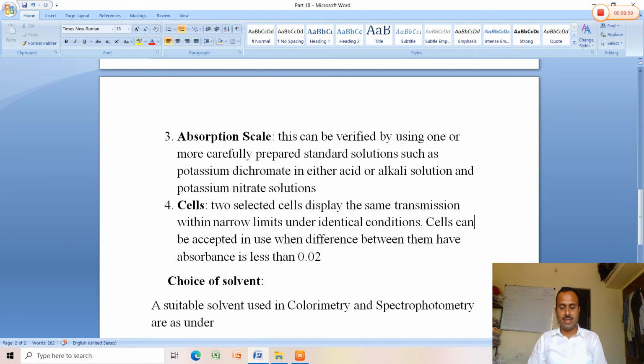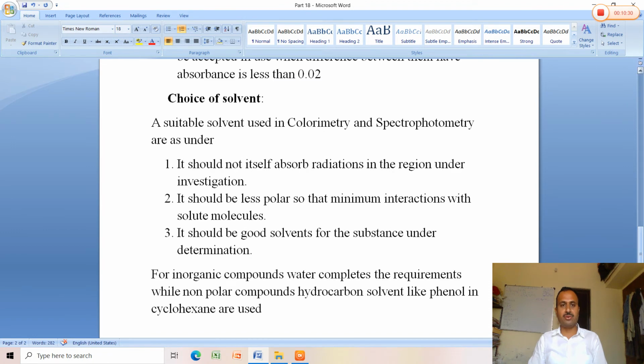So these are the 4 points that should be useful when we examine the scale or different measurements for the colorimeter. So this is all about the first part.